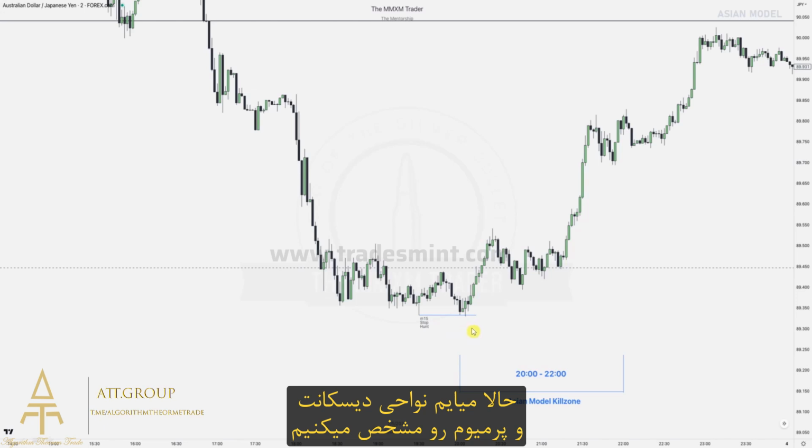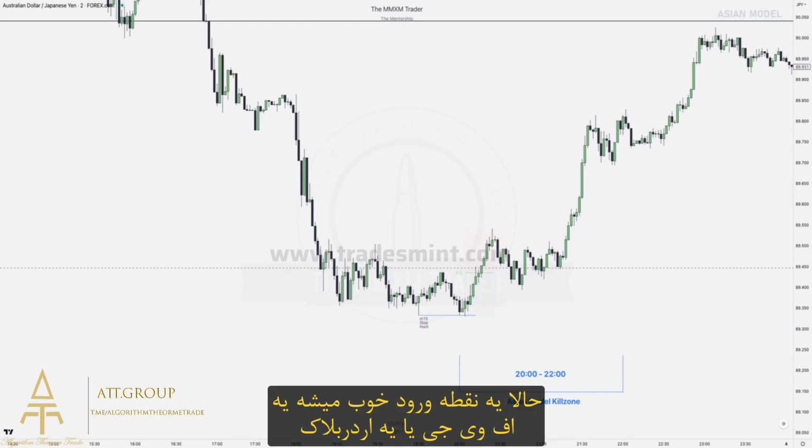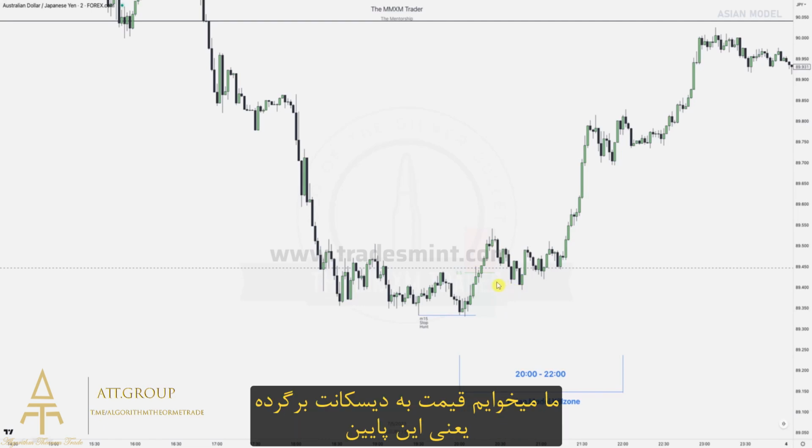Hunt, and now we draw out our premium and discount levels, right? So we break structure up here. Now we have our dealing range low, which is down here, into this dealing range high up here. Now a good entry model would be a fair value gap or an order block, right? And it has to be in discount, right?